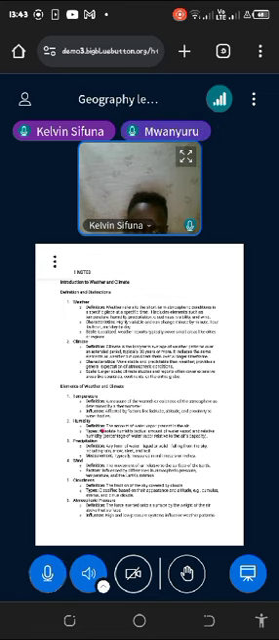Another one is humidity, the amount of water vapor present in the air. Types: absolute humidity, that is the actual amount of water vapor, and relative humidity, that is the percentage of water vapor relative to the air's capacity.